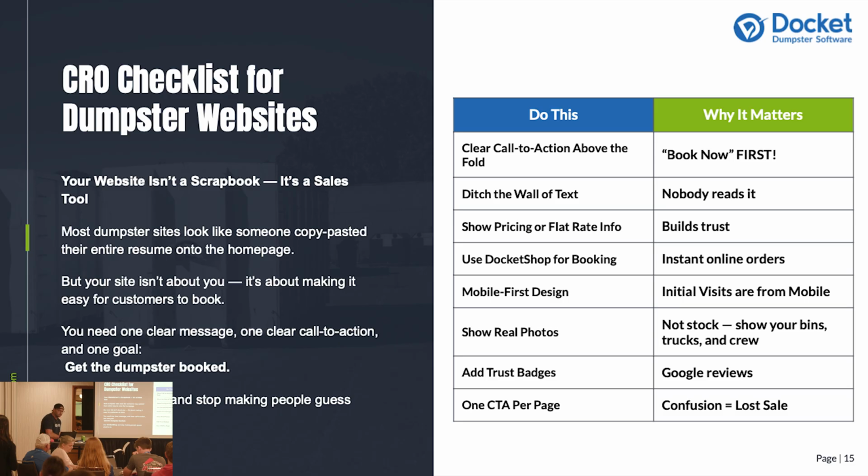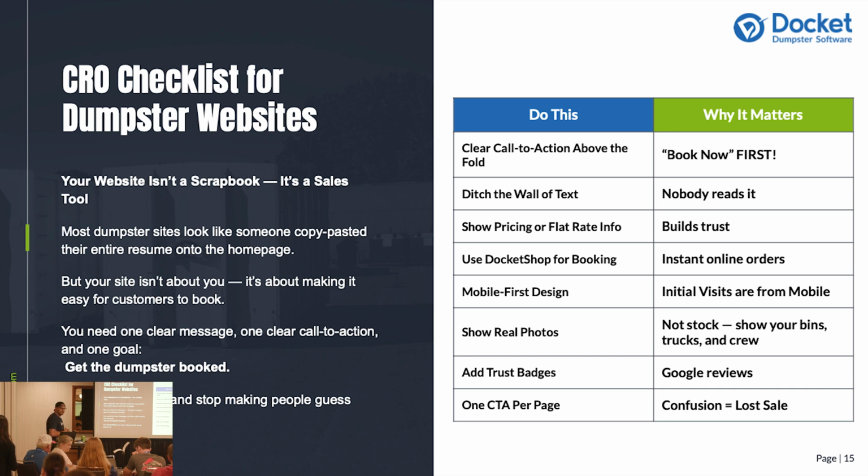And then the next one is going to be your conversion rate checklist for dumpster websites. So clear call to action above the fold. Ditch the wall of text. Nobody reads it anyways. Less than 7% of people read text on your site, especially if it's in long form, sentence form. We don't read it. Show pricing or flat rate info. It can build trust. Use Docket Shop for booking.